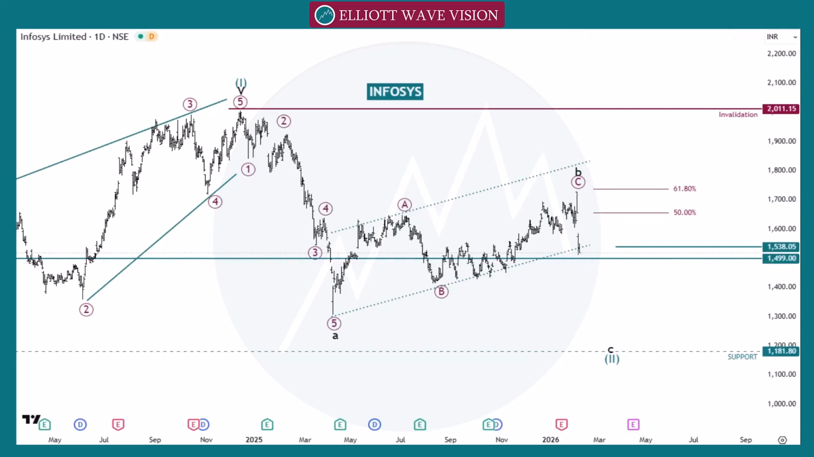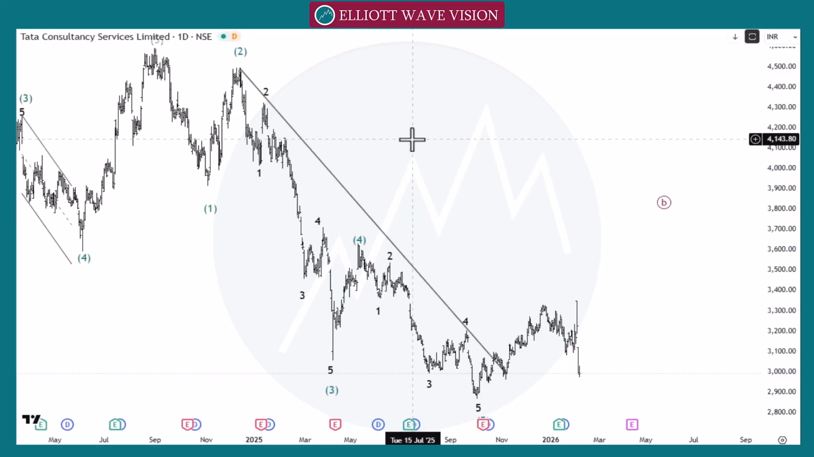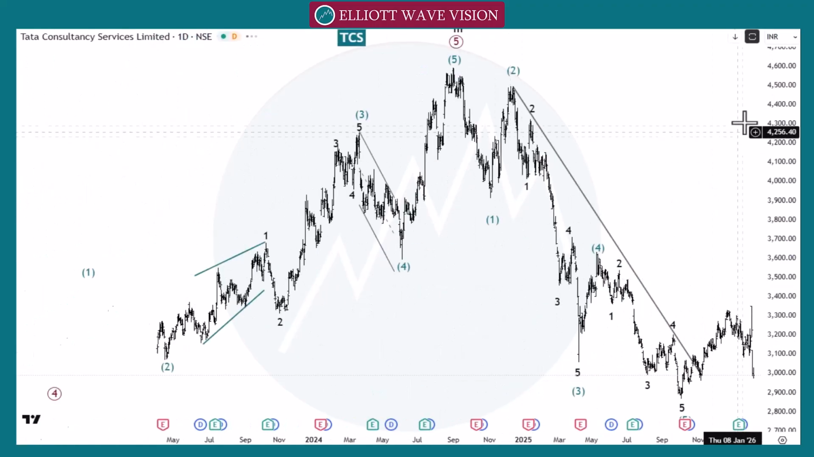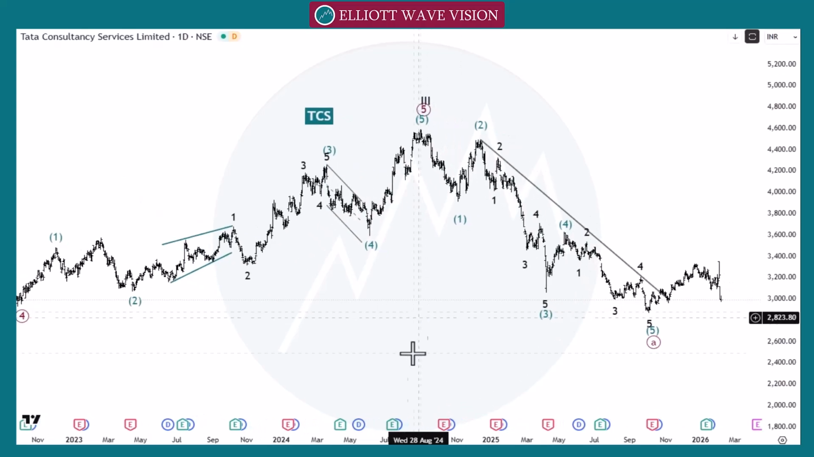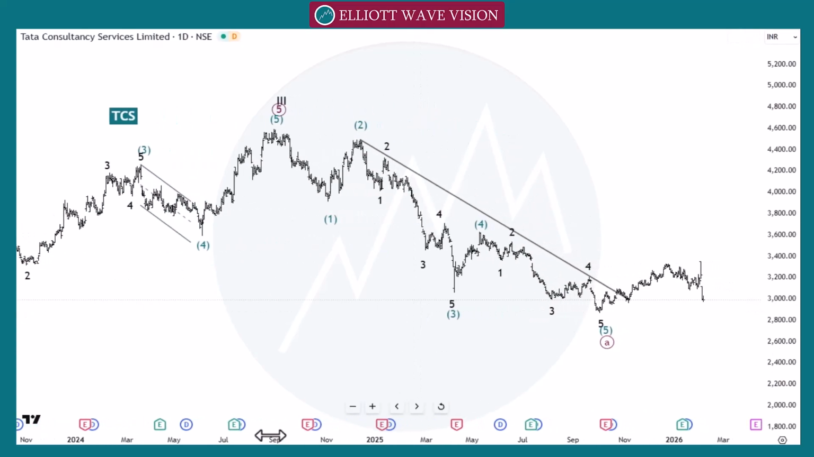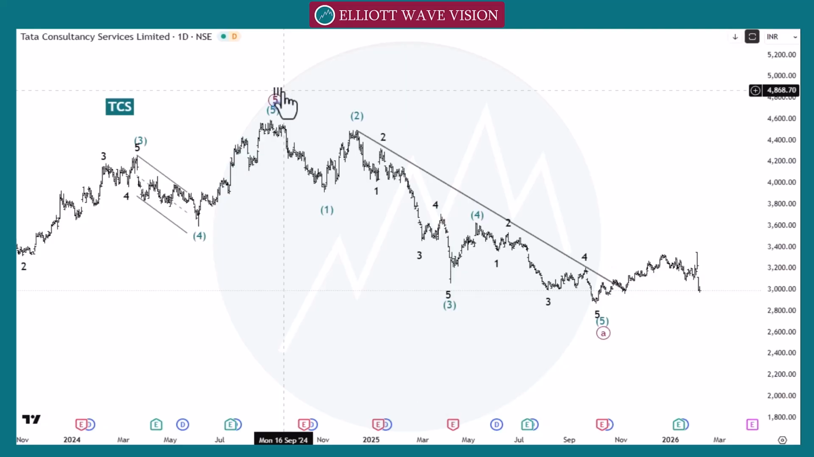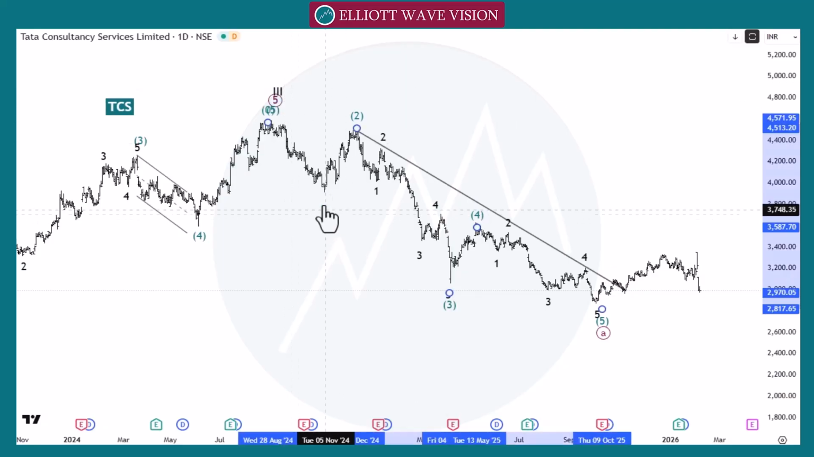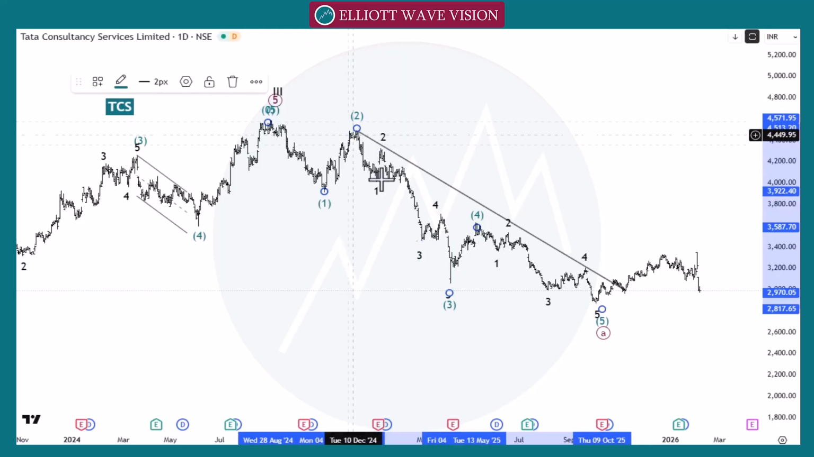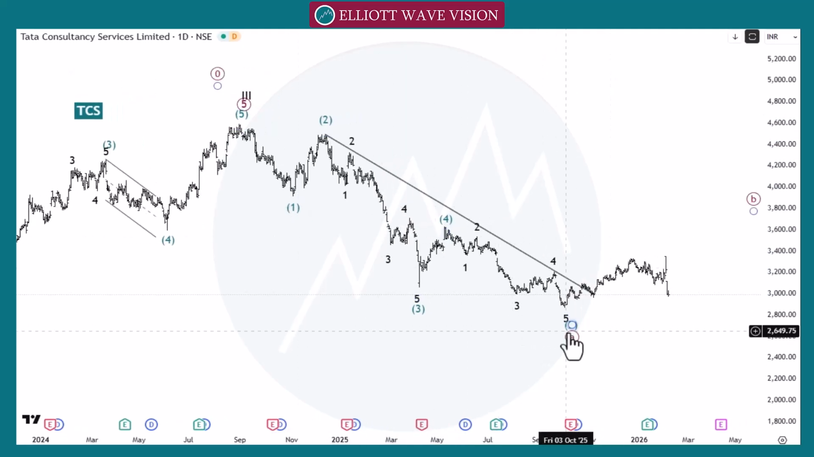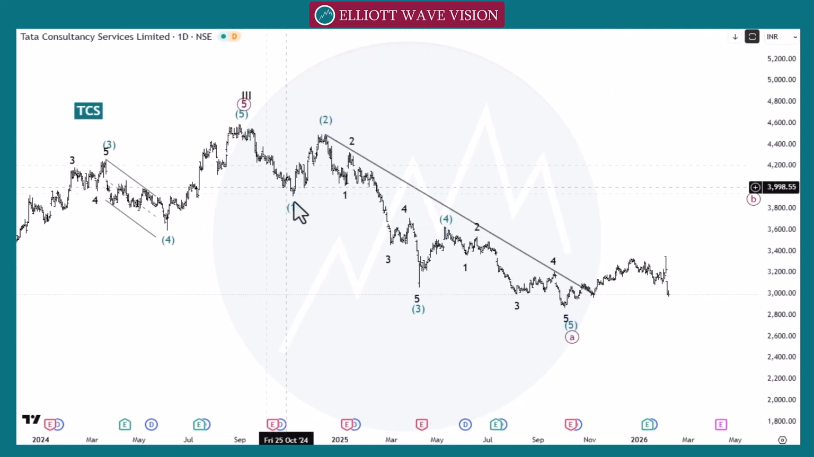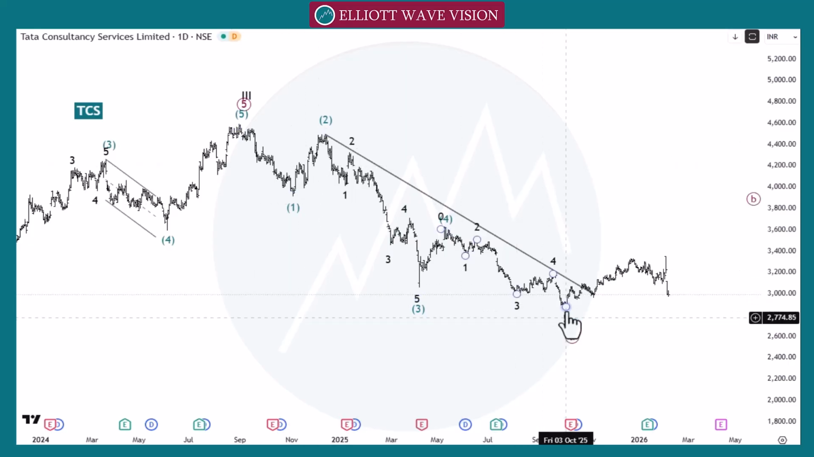So let's check our last pair, TCS in daily time frame. In this pair, we count this structure after this black wave 3, market gives us this move as an impulsive move 1, 2, 3, 4, wave 5 of brown wave A. Or we can count this whole structure as a corrective pattern, like wave A, wave B, wave 1, wave 2, wave 3, wave 4, wave 5. Wave A, B and C we can count.